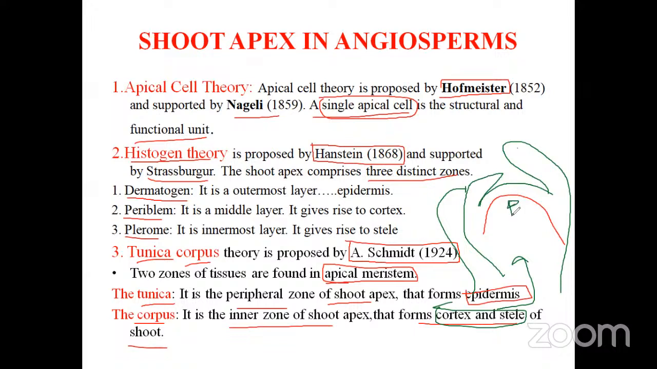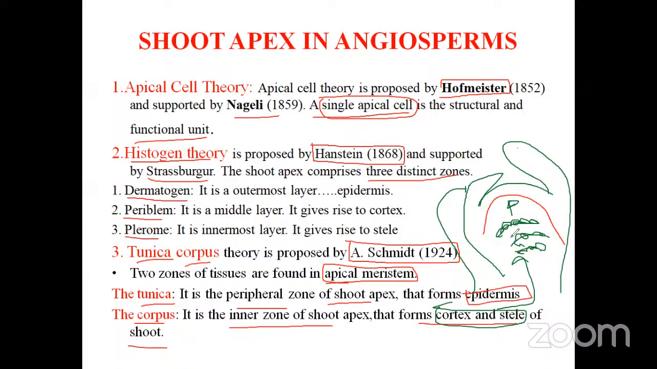In the simplex type, there are only uniseriate cells, a group of uniseriate cells like this. So division takes place in this layer, this group of cells. In duplex, two layers. So cell division takes place in this group of cells like this. Very simple.